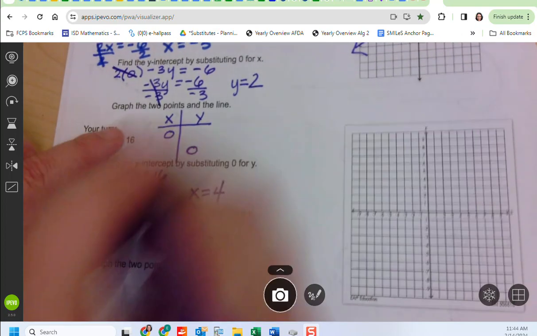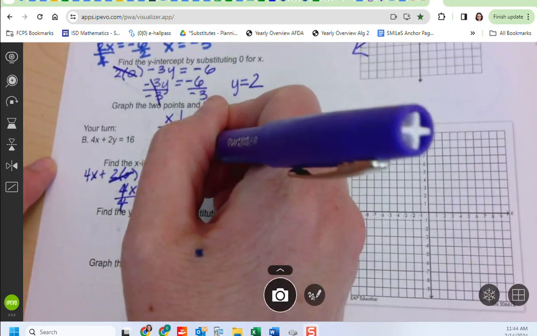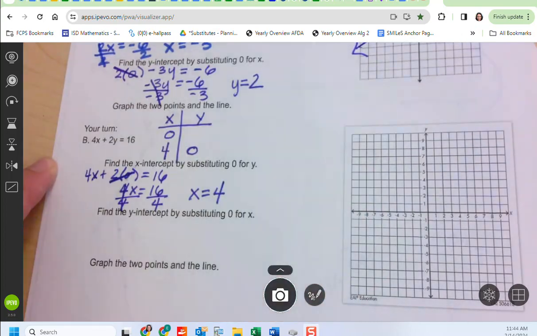So I can put that up here. When I put 0 for the y, I got 4 for the x. That goes there.